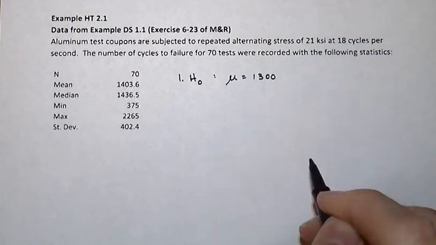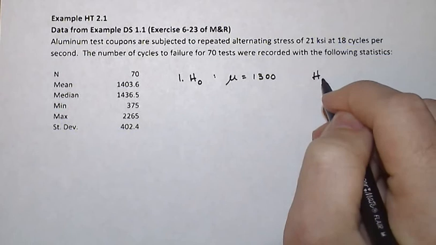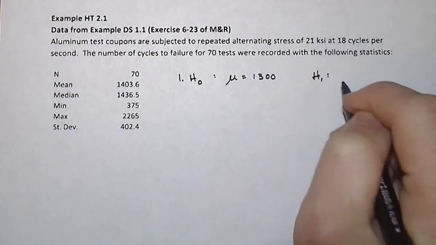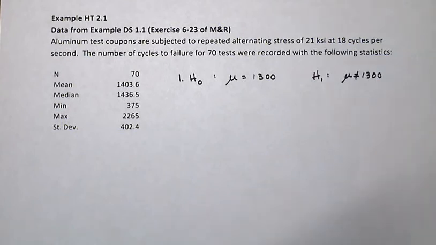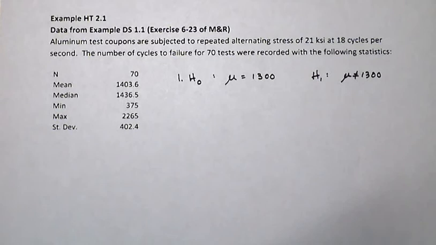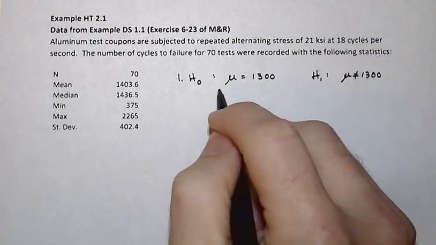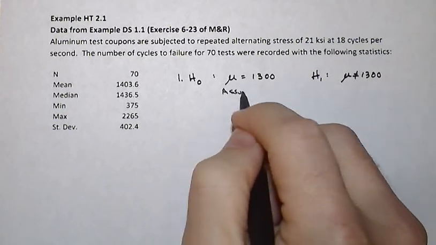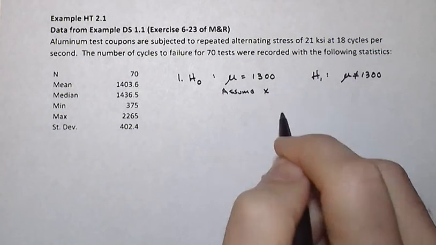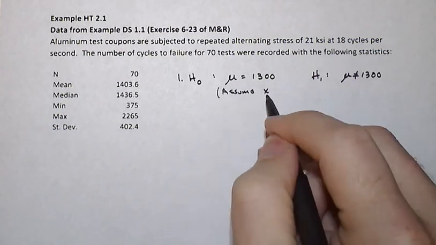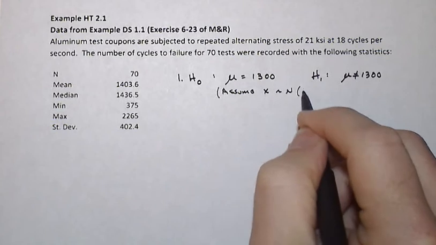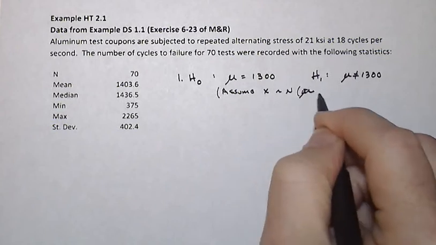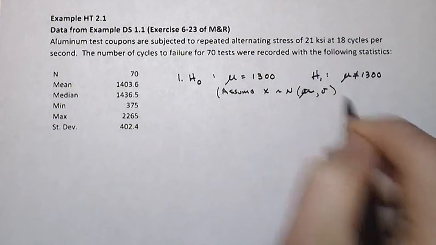1300 cycles to failure, and our alternative hypothesis is going to be that our true mean is not equal to 1300. You could just as equally have decided that you care about this on the low side or the high side, but we're going to go two-sided. Right now, underneath all of this, we're going to assume that our individual tests or inherent population is normal with some unknown mean and some unknown standard deviation.